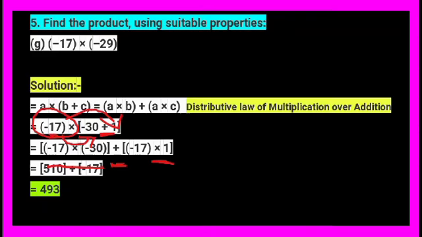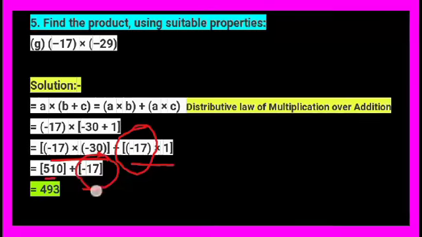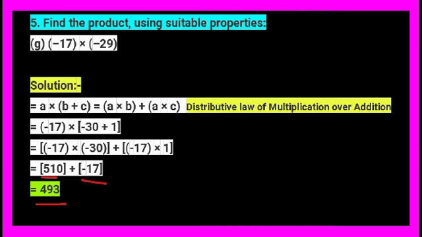Now we do multiplication, and 17 threes are 51 and 1 zero after it. So it is 510, and minus minus becomes plus. So it is plus 510. 17 ones are 17 and one of the integers is negative. So here it is negative 17. And now we have one positive and another negative. So plus minus minus, we have to do subtraction. 510 minus 17 is equal to 493.